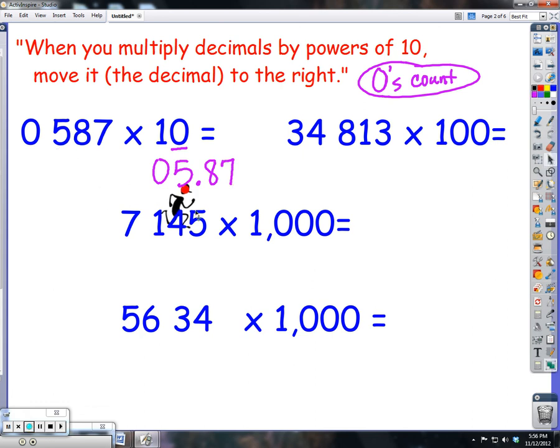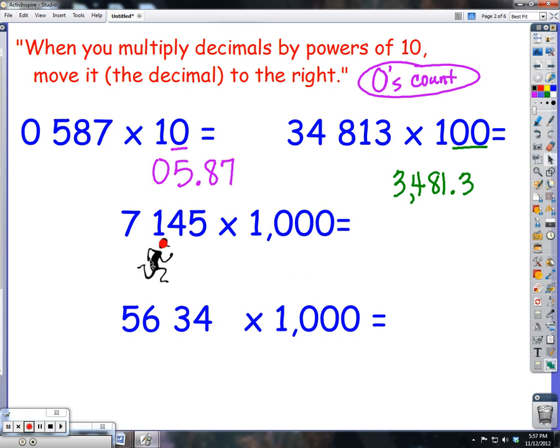Okay, let's look at another one. Take our little person with the decimal as the head. 34 and 813 thousandths multiplied by 100. Well, now we have 2 zeros, so we move the decimal to the right 2 places. 1, 2. So our answer would be 3,481 and 3/10.